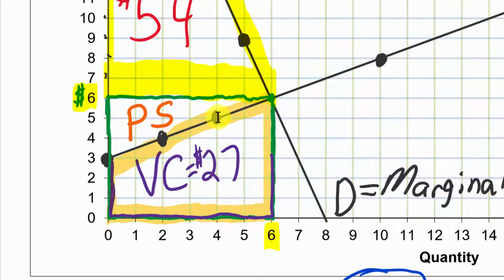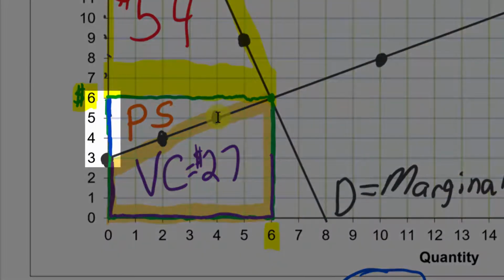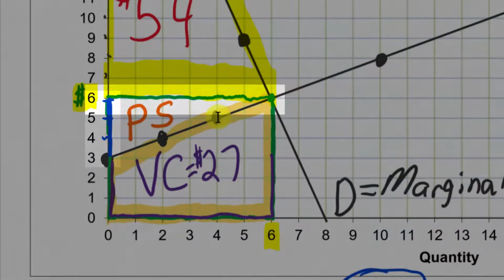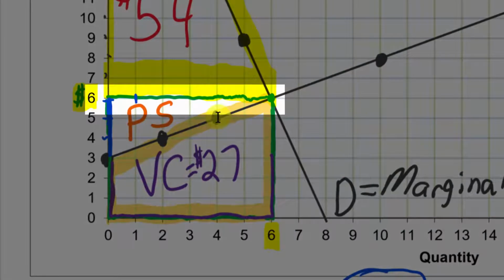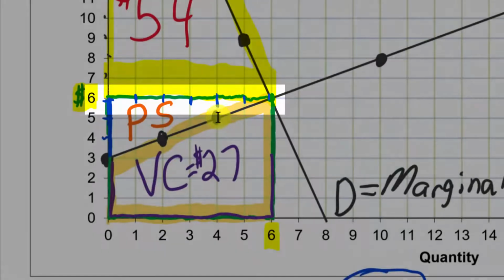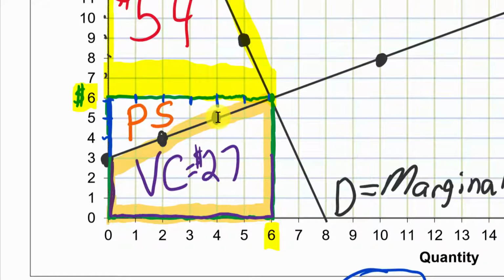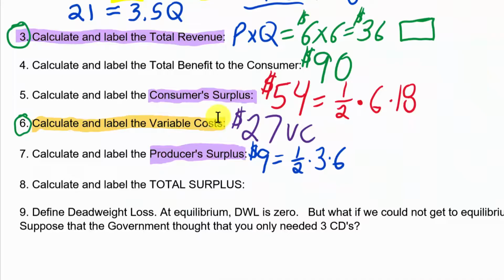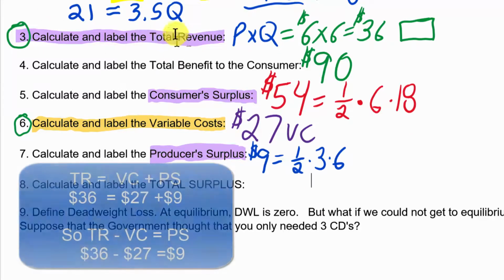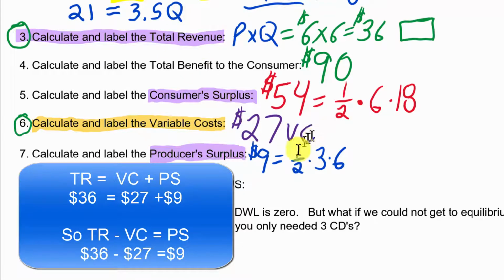1/2 times this leg of the triangle is 3. 1, 2, 3. And this leg of the triangle is 1, 2, 3, 4, 5, 6. 1/2 times 3 times 6 is $9. Now we could have gotten that by using our relationship that we know, that total revenue minus variable costs equals producer surplus. We can calculate it both ways. Again, we want to be able to double check these things.